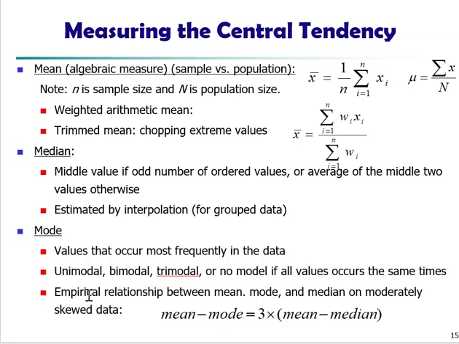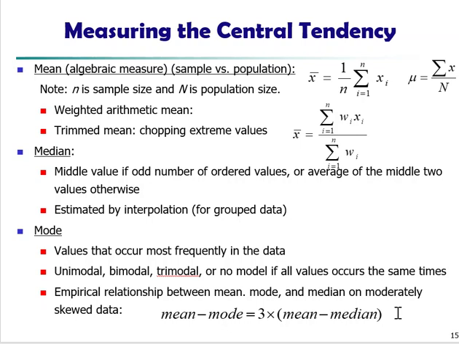There is an empirical relationship between mean, mode, and median if your data is not heavily skewed. This formula is useful because mode and median are hard to find. Median especially is hard to find. Mode and mean are easier to find. So if you know mean and mode, you actually can estimate median. That will make median computationally feasible.